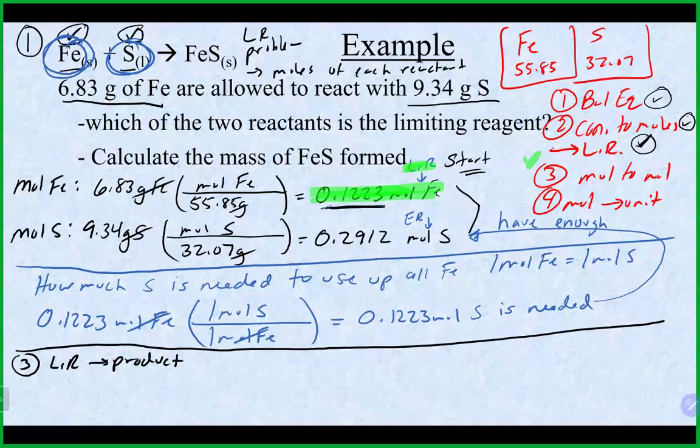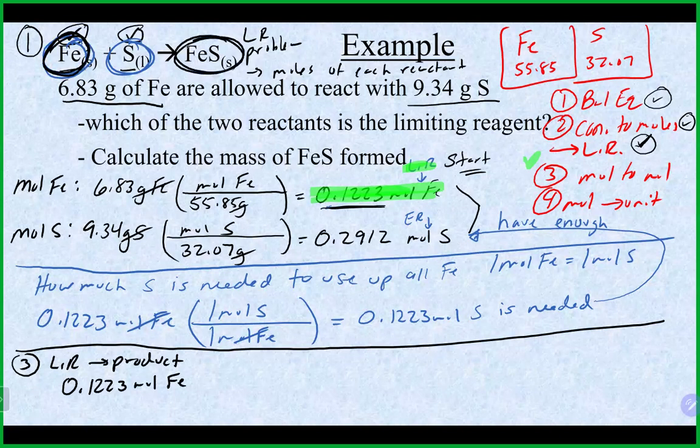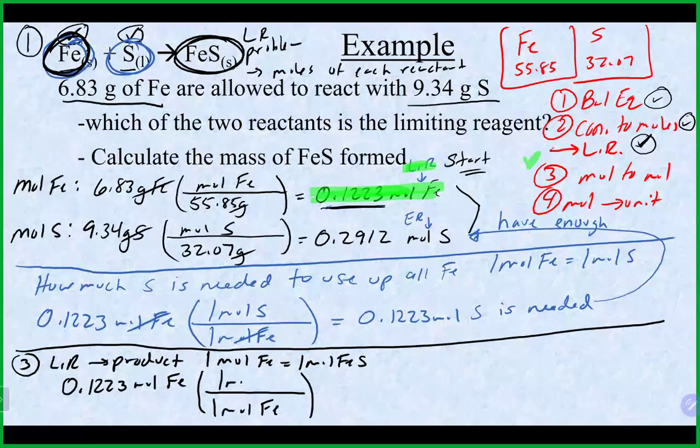which is 0.1223 moles of iron. We now can do the relationship between iron and our product. And we can see that in this equation, for every 1 mole of iron, there is 1 mole of iron 2 sulfide. So we'll use that as our conversion factor here. 1 mole of iron, 1 mole of iron 2 sulfide.